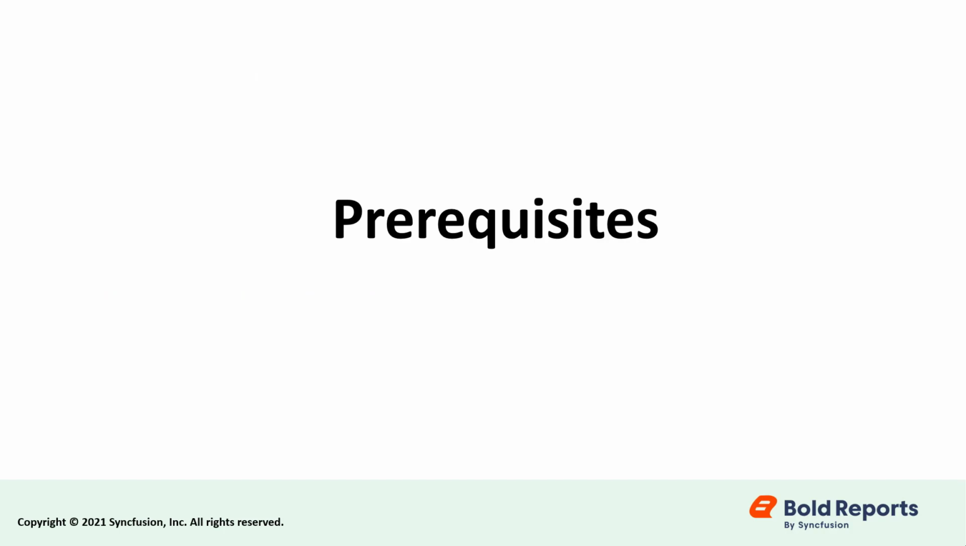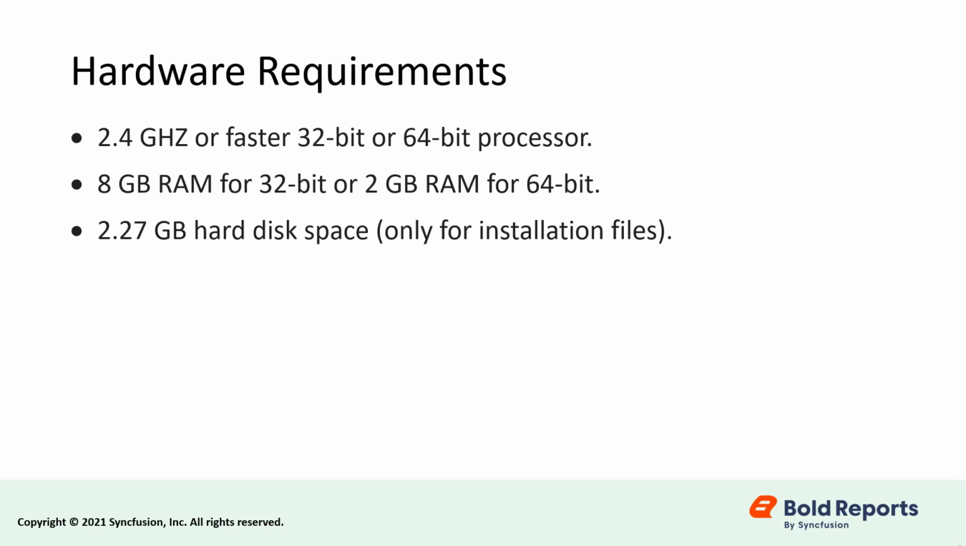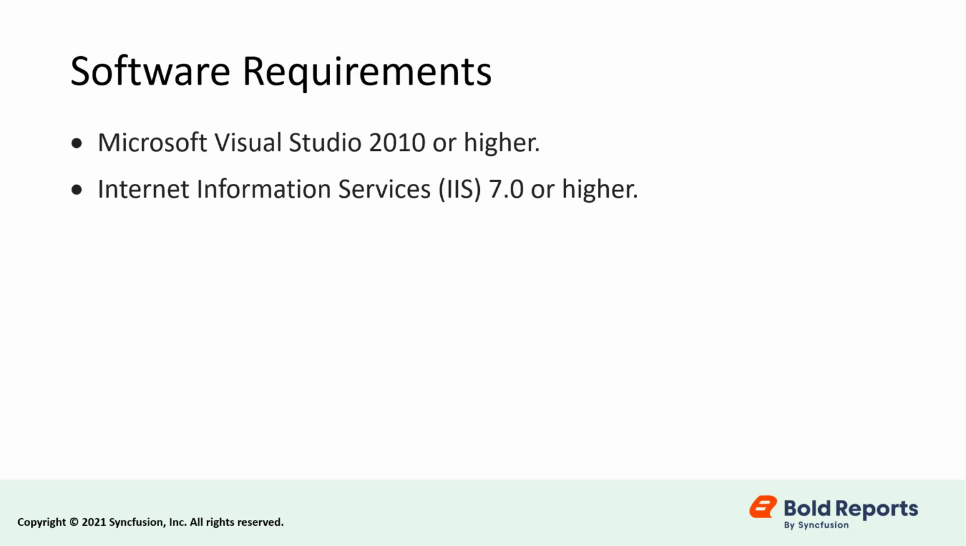The hardware requirements for running embedded reporting are a 2.4 GHz or faster, 32-bit or 64-bit processor, 8 GB RAM for 32-bit or 2 GB RAM for 64-bit, and 2.27 GB hard disk space only for installation files. The software requirements are Microsoft Visual Studio 2010 or higher, and Internet Information Services 7.0 or higher.